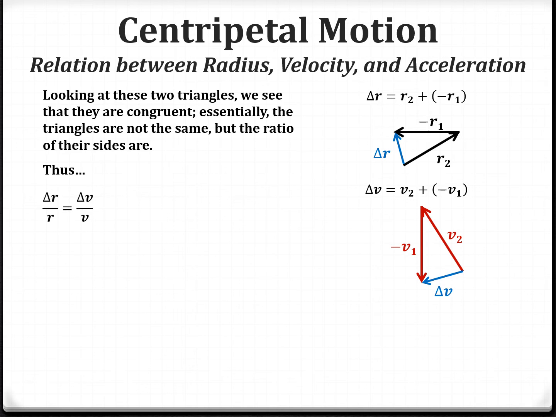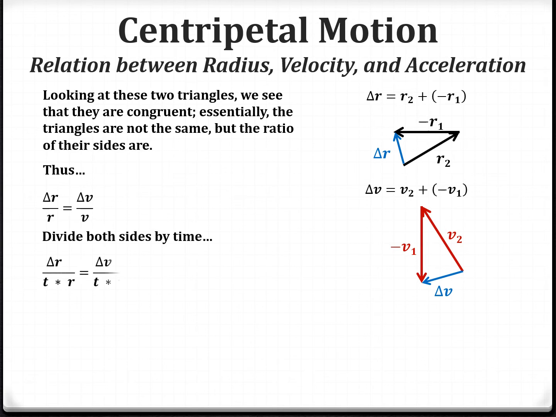So we're going to take these two isosceles triangles and compare the two. And since they're similar, that means if we take a ratio between the sides, we're going to get the same ratio on both of them. So we take the ratio of delta r over either of these sides. It doesn't matter because they're the same length, so we just call it r. And then delta v over either of these two sides, which is just going to be v. That's going to have the same ratio.